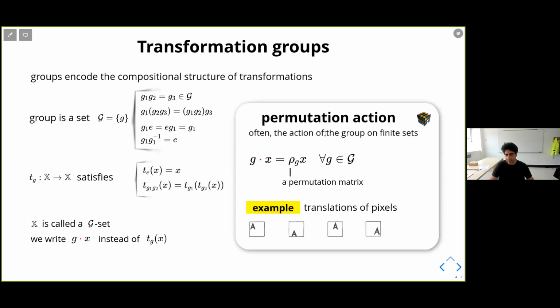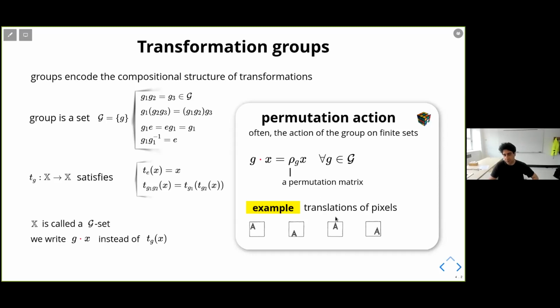A special type of action that I look at is the permutation action. This type of action is useful if you're looking at the transformations of a finite set of elements, or we're looking at finite groups. We can often encode the transformations of those finite number of elements, like the variables, using permutation matrices. So this group action can now be written as the multiplication by a permutation matrix for each element G.